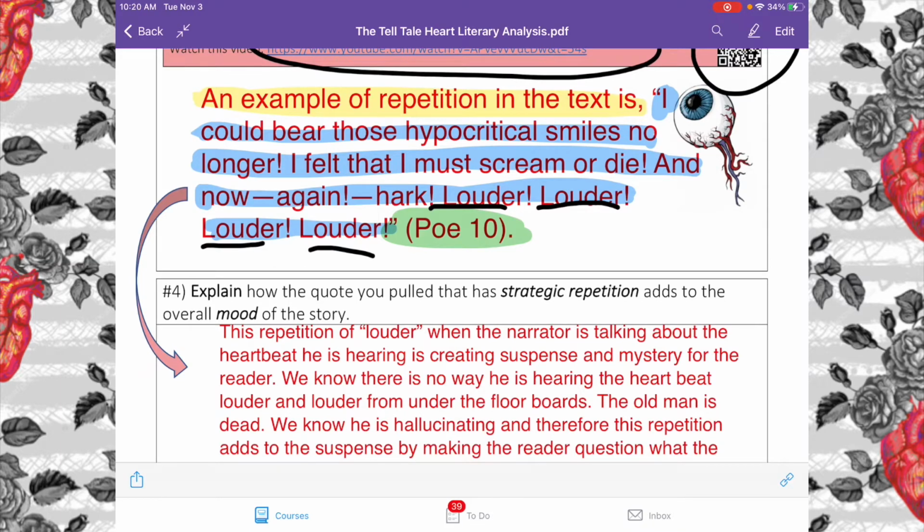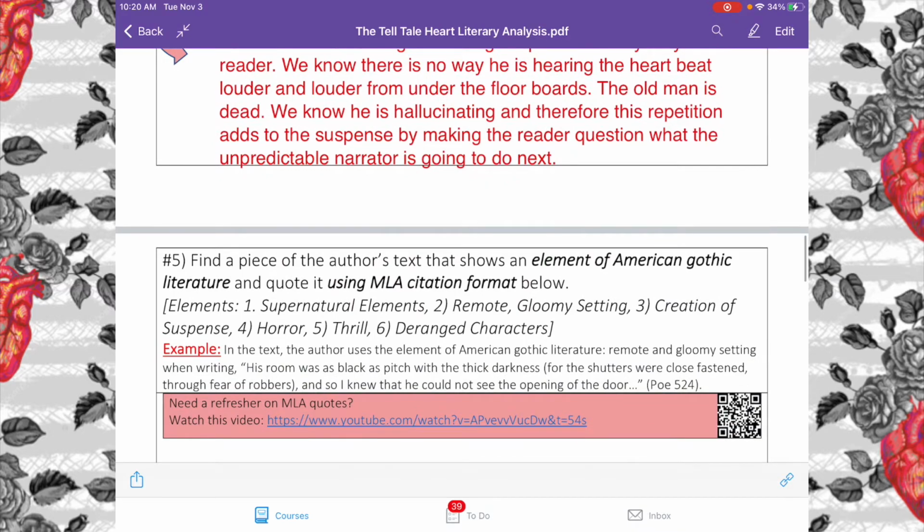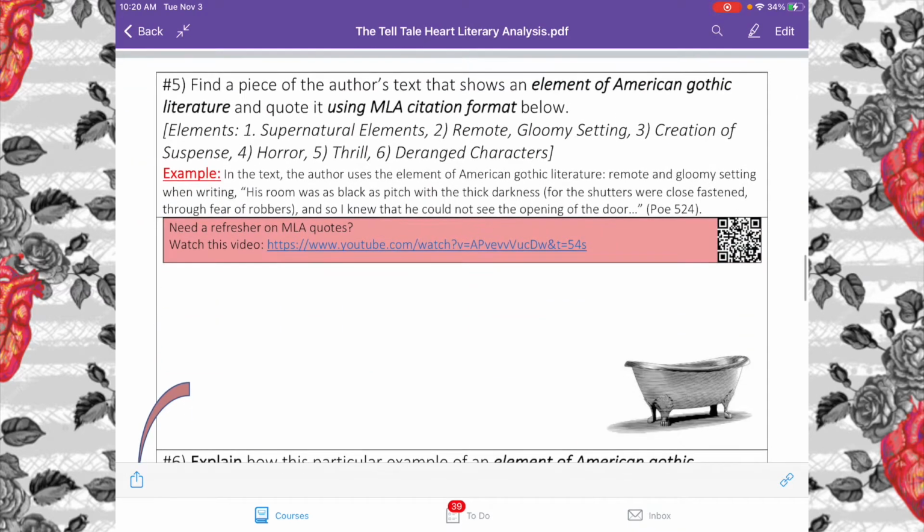Today we're going to finish the second half of the Telltale Heart literary analysis. Number 5: Find a piece of the author's text that shows an element of Gothic American literature and quote it using MLA citation format below.